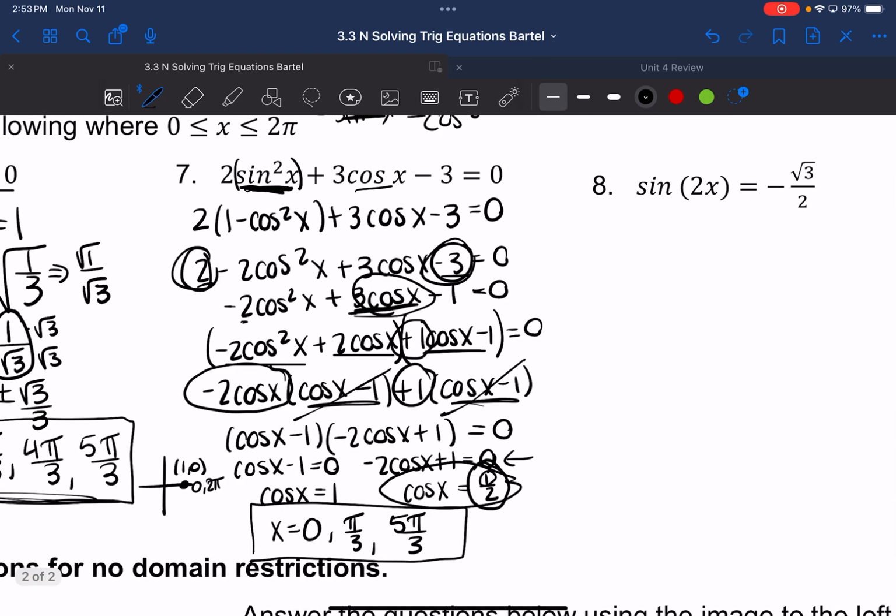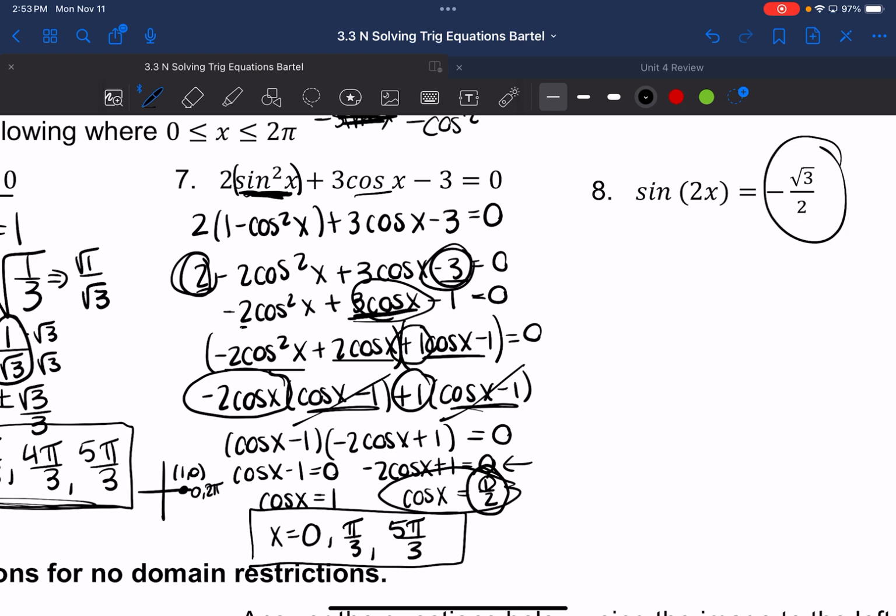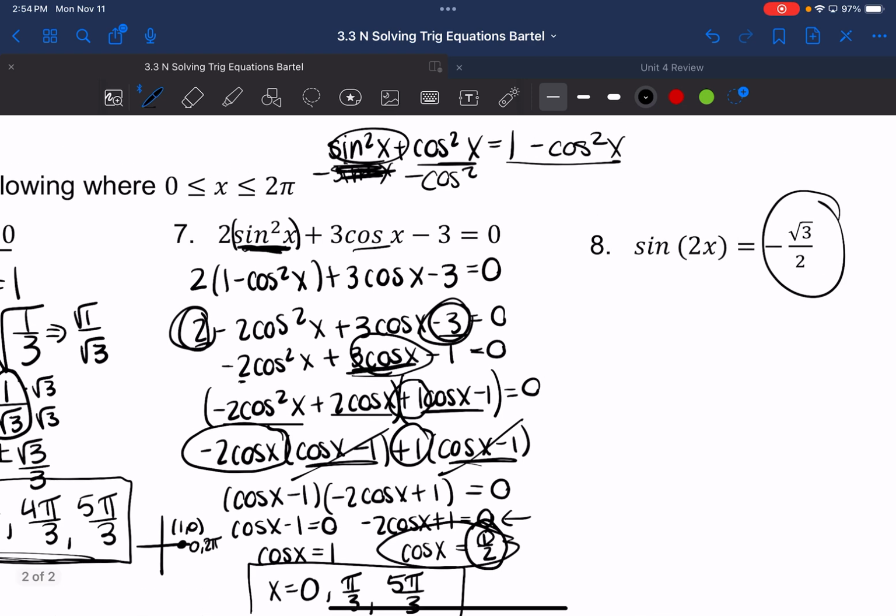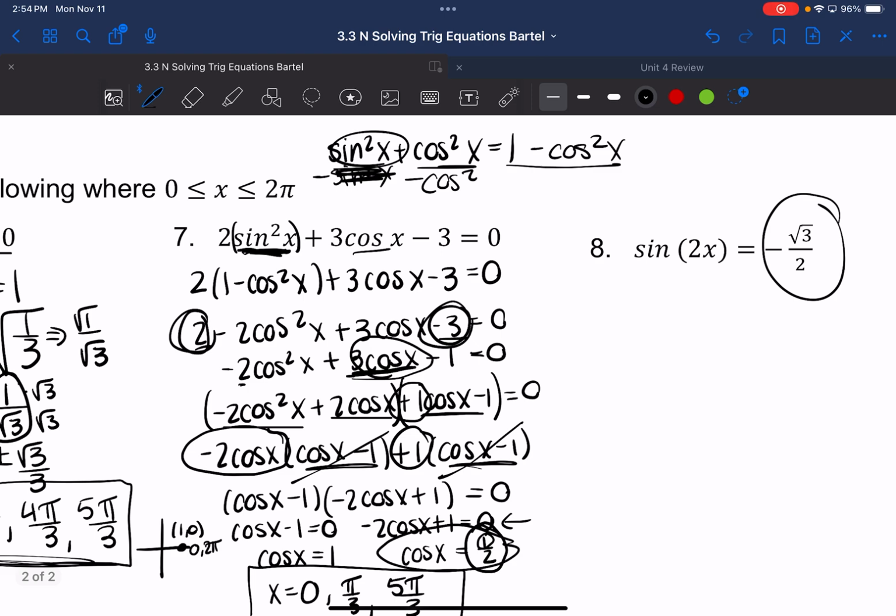All right. Number 8 actually is already solved for us, right? They already got that term by itself. Okay, so I just need to figure out where is sine going to be negative root 3 over 2. So I don't have to do any solving. I just need to figure out where that's going to fall. So remember, sine is number of fingers to the right. So which finger do I bend if I want there to be 3 fingers to the right?